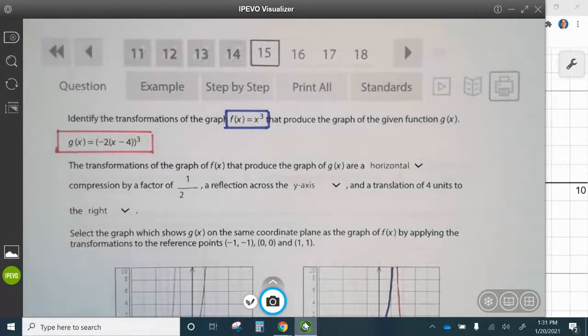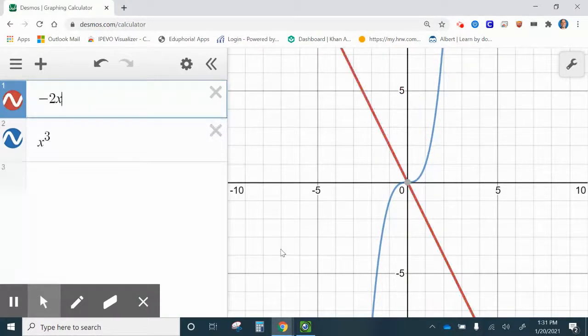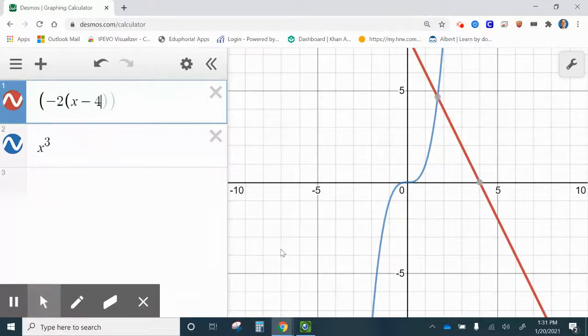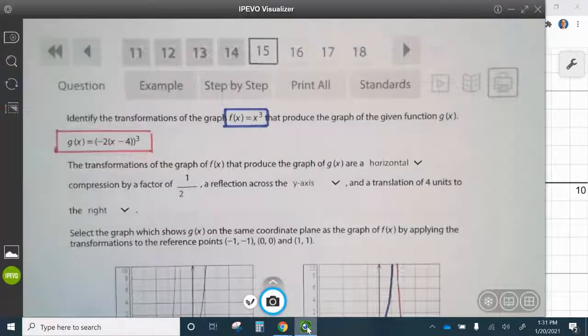Identify the transformation of the graph of f of x equals x cubed that produces the graph of the given function. And again, we're going to graph this in Desmos. Parentheses negative 2 parentheses x minus 4 parentheses cubed. All right, so then we can see that that's our graph.